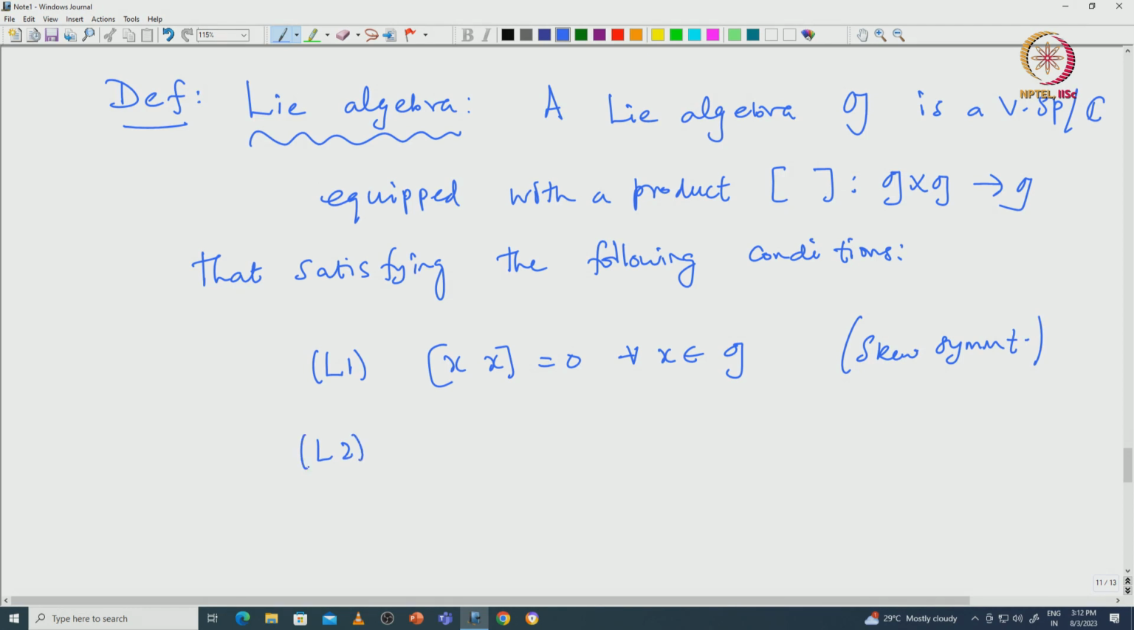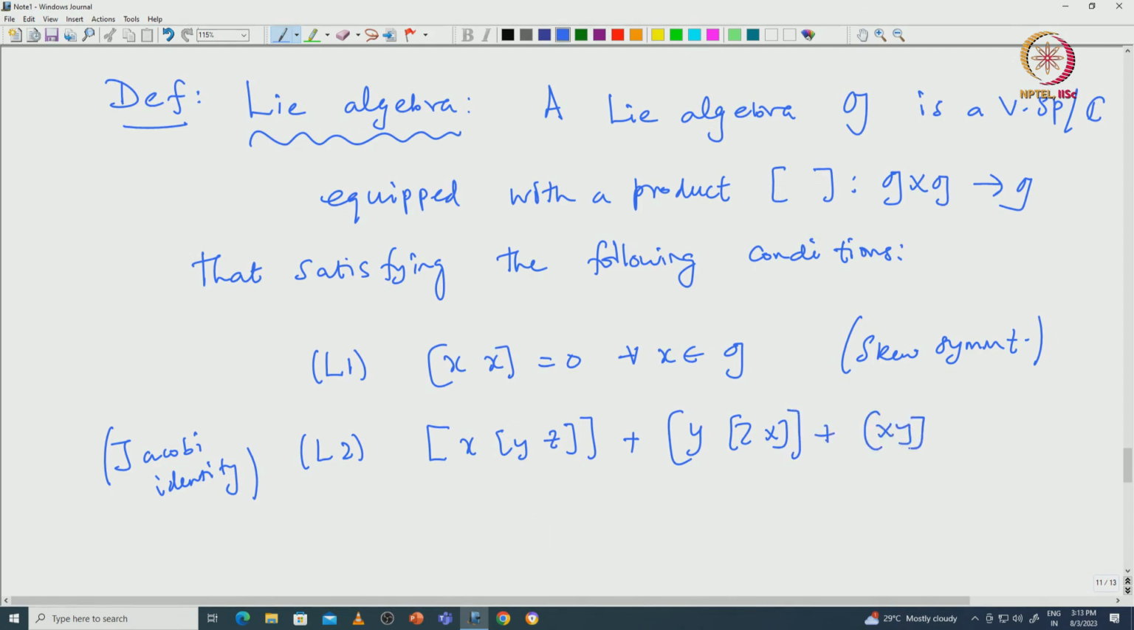The second condition we call the Jacobi identity. Again, given 3 elements, it relates them by the products of the 3 elements. If you take the product of y and z and then with x, then take z and x and then with y, and then take x and y and then with z, then the sum of these products should be equal to 0, and this should be true for all x, y, z in G.